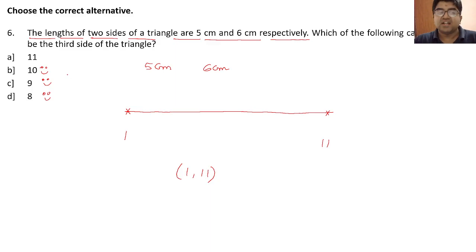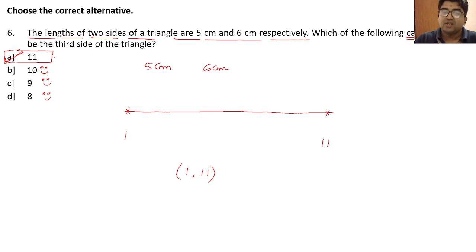But I cannot consider 11 because if you consider 11, you can see that 5 plus 6 is equal to 11. So I can say that extreme value is as such not possible. Similarly, 1 is also not possible. The question is which of the following cannot be the third side of the triangle. So I can see this 11 is not possible. So for this question I will mark option A as my choice.